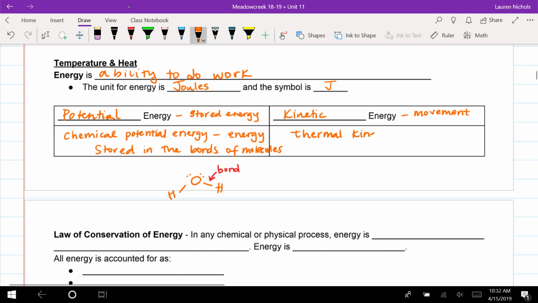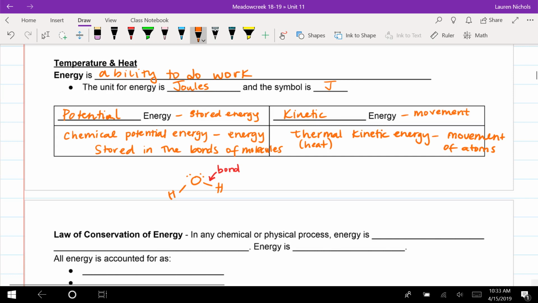When we talk about kinetic energy, the energy of movement, we're referring to thermal kinetic energy. Thermal means heat, because we're talking about the movement of atoms, and how heat can speed up or slow down that movement. If you're adding heat, the atoms start speeding up. If you're taking away the heat, the atoms slow down. So heat impacts the movement of atoms.